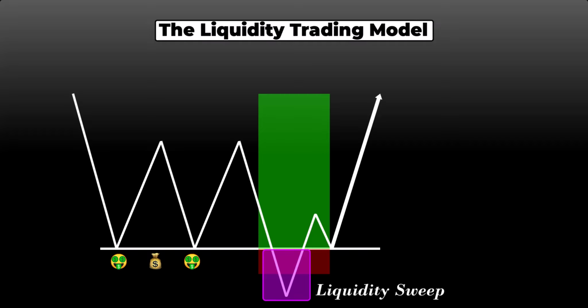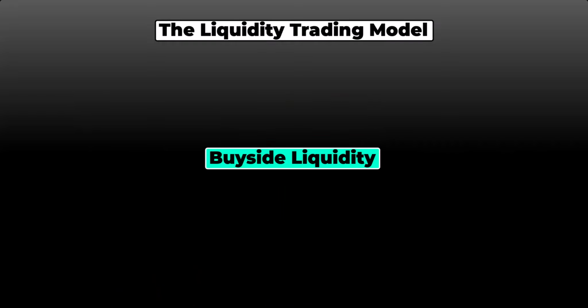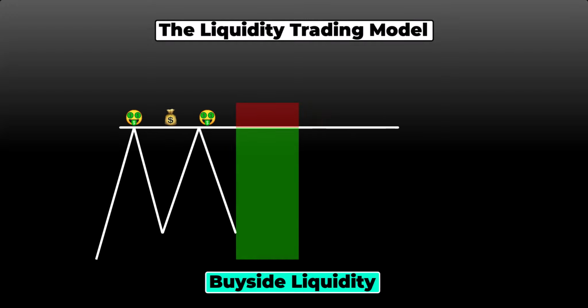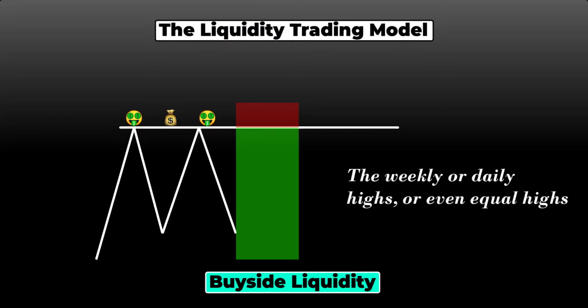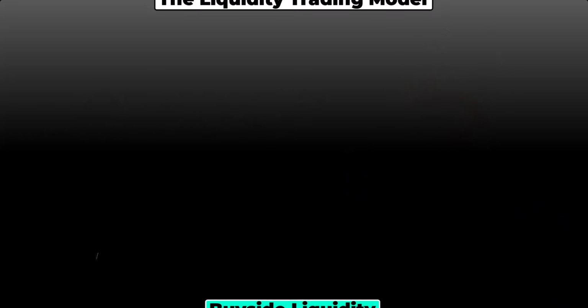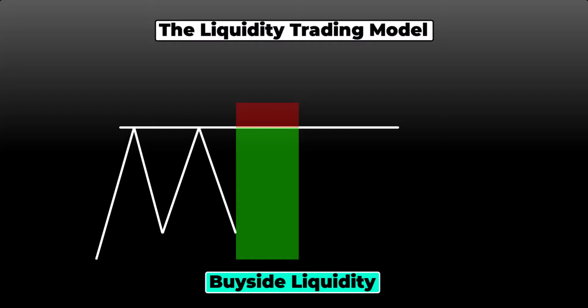Now, to trade like the institutions, you must learn where liquidity rests. ICT gives us 2 main types. The first is buy-side liquidity, which refers to buy stop orders sitting above the previous highs. The weekly or daily highs or equal highs. Why do people place their stops above those highs, you might be asking? This is because the traders that entered shorts want to protect positions and breakout buyers place orders above resistance.